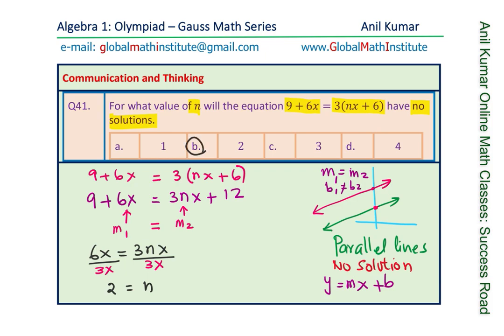Is this concept clear to you? We did not really solve for anything. We equated the slopes, and the y-intercepts are different. One is 9, the other one is 12. So they were different. So we don't have to think about it. Perfect. So I hope this is absolutely clear.